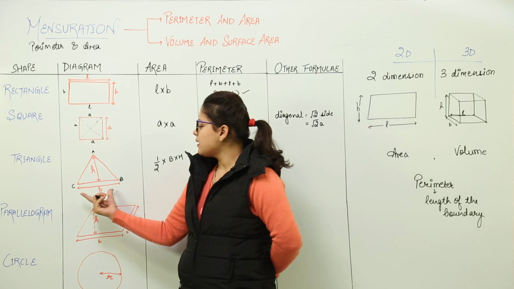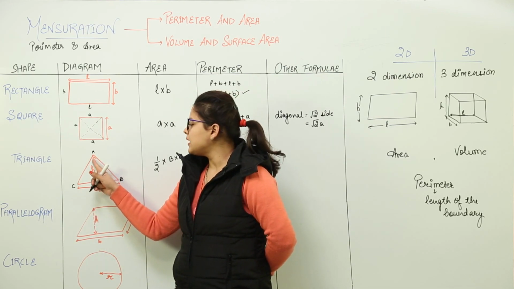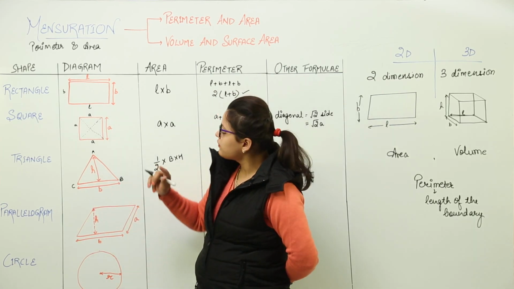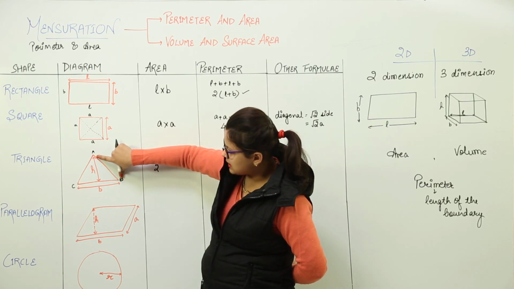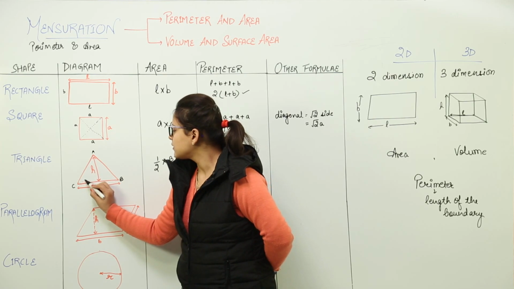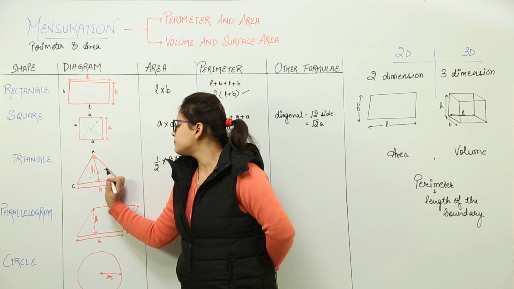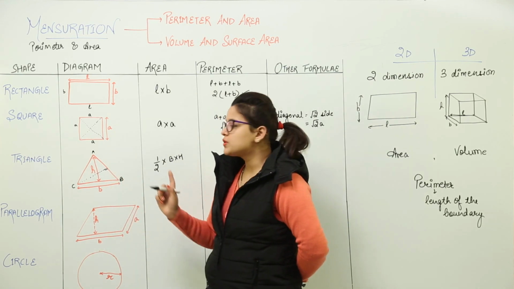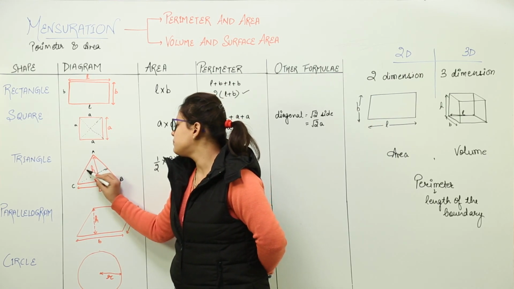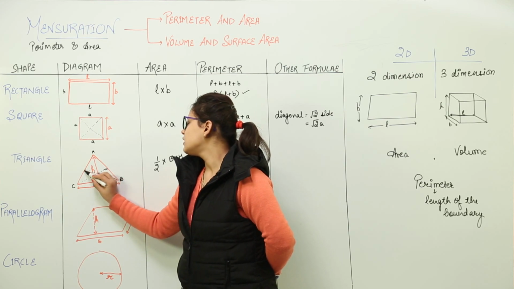If I am taking BC as the base, then the line perpendicular from A to BC would be my height. But if I had taken AB as the base, the height would have been this way. Right? The perpendicular from C on AB would have depicted my height. Same goes if I have taken base as AC. Then the height would have been the perpendicular from the opposite vertex B. Understood?